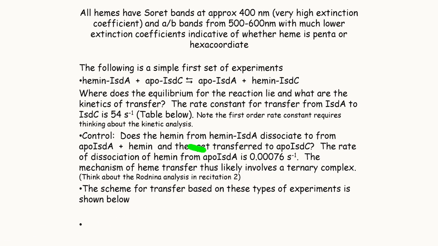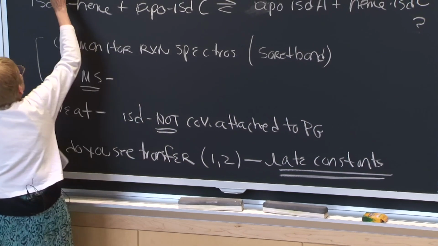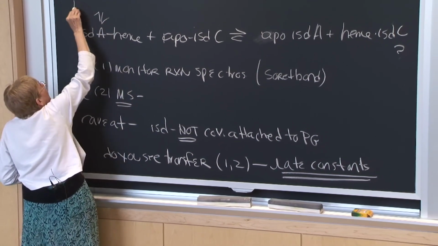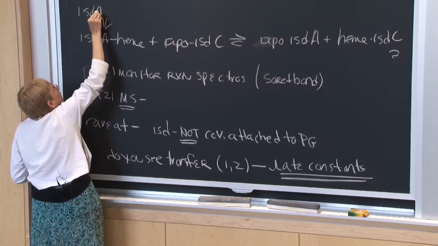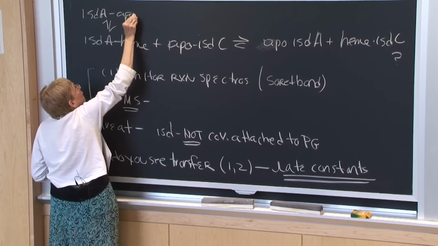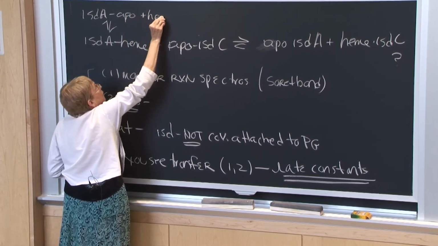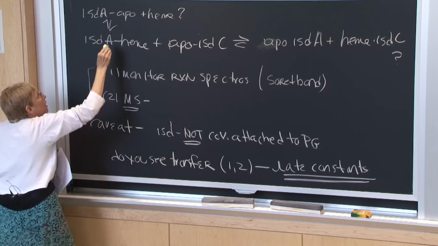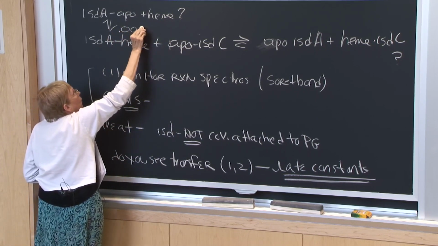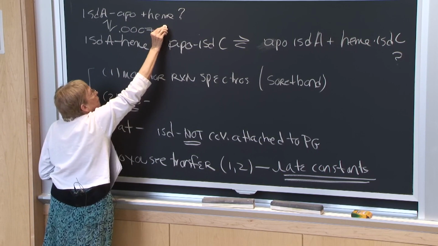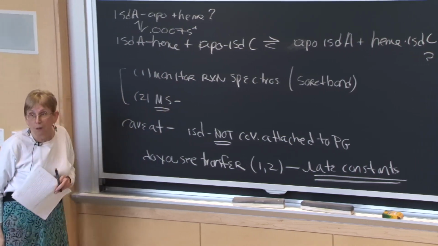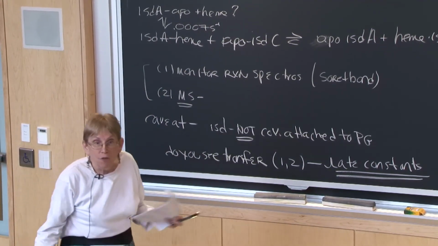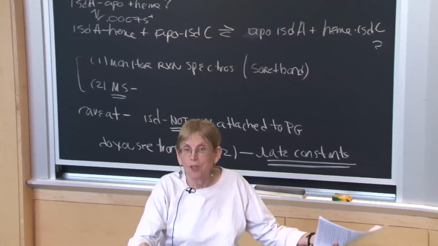So here they see a rate constant. Here they're just looking simply at this reaction. Does this go to IsdA apo plus heme? Okay, and if they look at that rate constant, it's 0.0007 per second. Okay, so it's really slow. So then the question is this transfer?